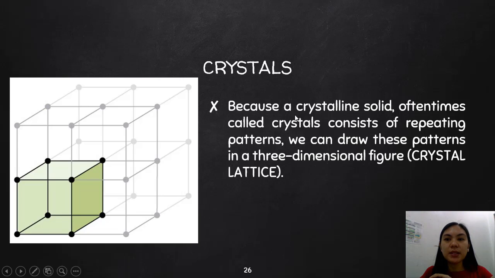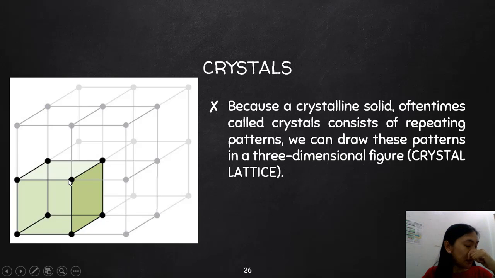So, it says here, because a crystalline solid, oftentimes called your crystals, consists of repeating patterns, we can draw these patterns in a three-dimensional figure called your crystal lattice. So, parang structurally, pwede nating i-drawing yung structure ng isang crystalline solid. And that three-dimensional figure, which represents the solid, is called your crystal lattice. So, parang ganito yung itsura niya.